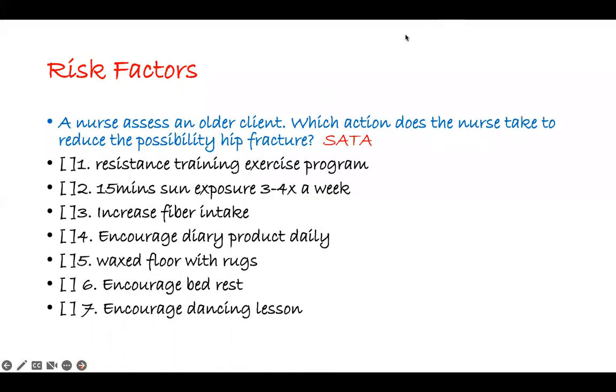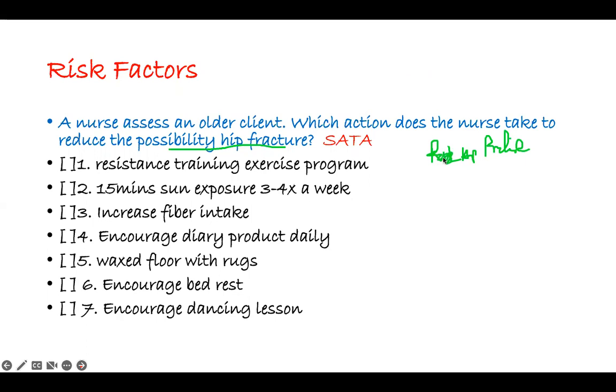This is another risk factor question. A nurse assesses an older client. Which action does the nurse take to reduce the possibility of the risk factor, hip fracture? So you still have to analyze the question. What are our keywords? Hip fracture. So my keyword is what? Hip fracture.